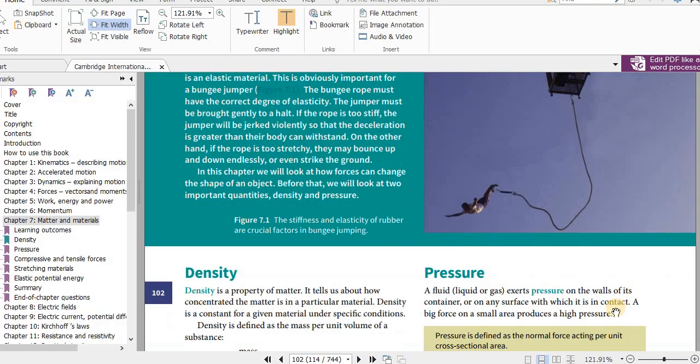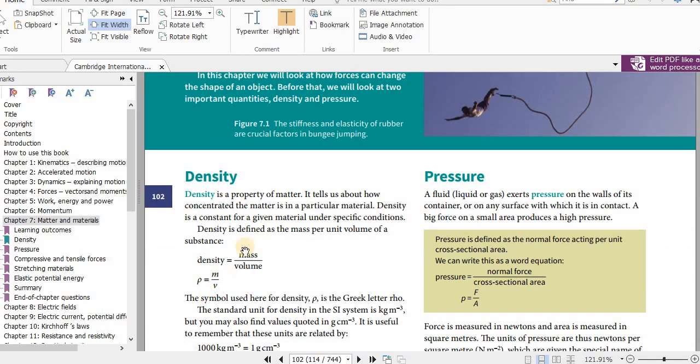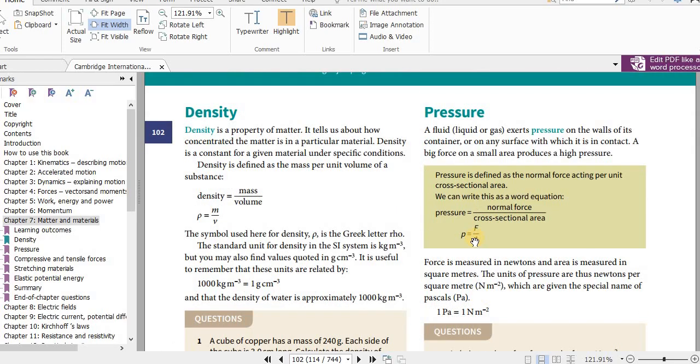Here you can see density equals mass over volume. This is that in symbols. Then pressure equals force over area. So this is the definition. Here also we have the definition of density. Then here we have the definition of pressure. Now I have mentioned previously several times that you have to memorize these definitions. Whatever is in this green box, you have to memorize with understanding, because in the exam in paper 2 they can ask you to write these definitions.